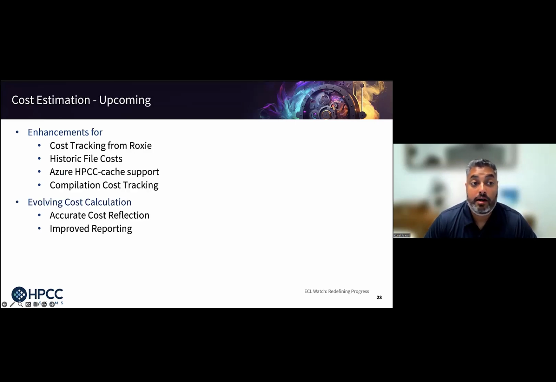And now we come to the upcoming features of cost estimation. Anticipating that we have enhancements such as cost tracking from Roxie and historical file cost insights. And that's not to exclude Azure HPCC cache support and compilation cost tracking as well. Evolving cost calculations. Users will be able to see cost calculation with an emphasis on accuracy and user-friendly reporting.